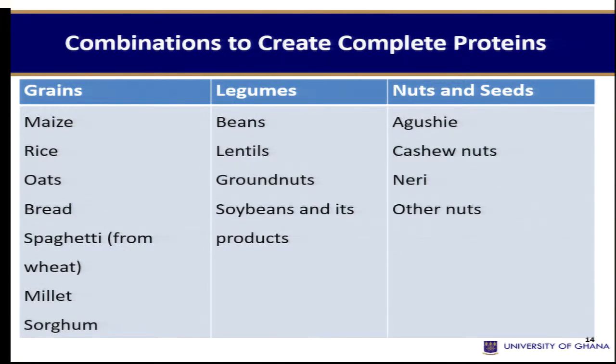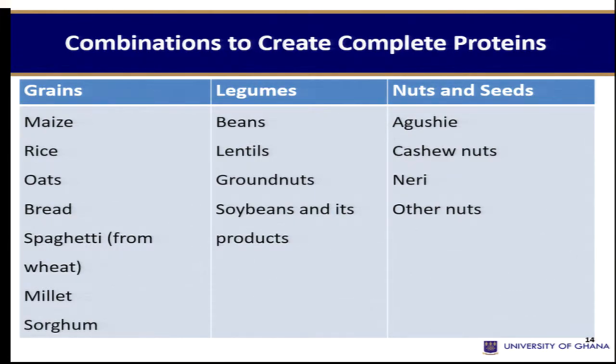So this chart shows us how we can combine. We have the grains, and I've listed a number of them: maize, rice, oats, bread, spaghetti, millet, sorghum. These are the common ones that we have in Ghana. And then when it comes to the legumes, we have beans, lentils. They are also very common now in the market. Groundnuts, soybeans, and their products. And then we also have the oil seeds and nuts. We have agushi, cashew nuts, neri, and then other nuts.